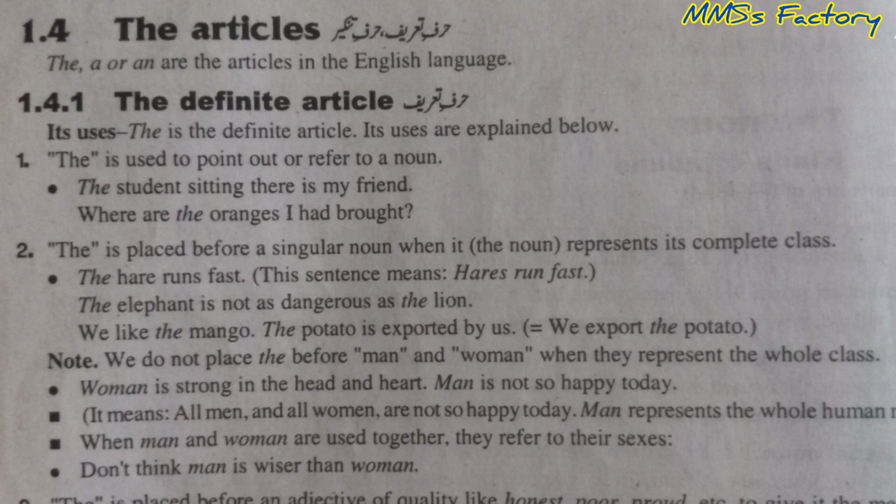The student sitting there is my friend. Where are the oranges I had brought? The is placed before a singular noun when the noun represents its complete class. The hare runs fast. This sentence means hares run fast. The elephant is not as dangerous as the lion. We like the mangoes. The potato is exported by us. We export the potato. Note: we do not place the before man and woman when they represent the whole class.